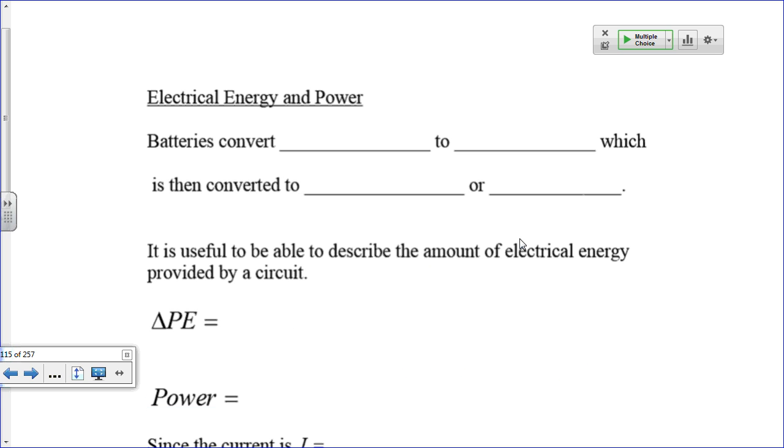All right, let's talk a little bit about power. This is going to come up again in the next chapter when we do household circuits. But batteries convert chemical energy to electrical energy.